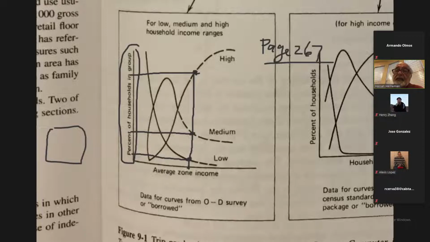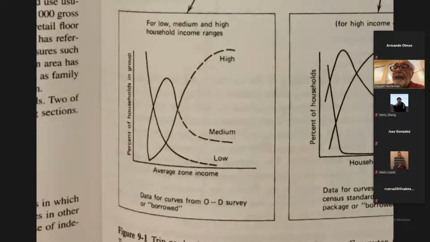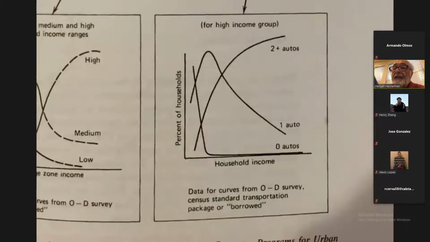All right, the next graph. Again, we get the household income, whatever it was, and then we do the same thing as we did before. We try to find what percentages of those households have no car, what percentages have one car, what percentages have two or more cars.